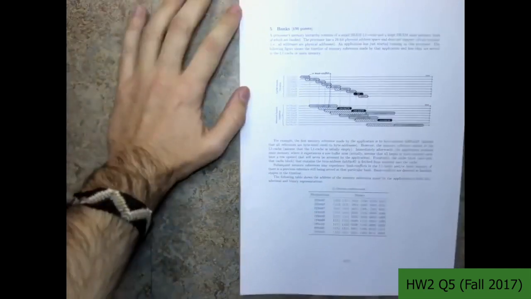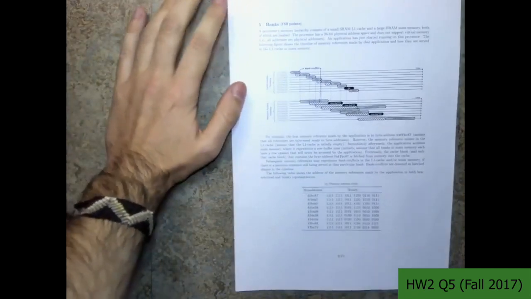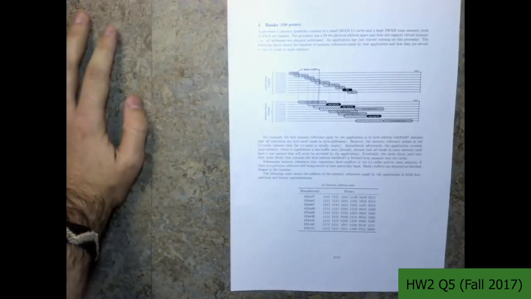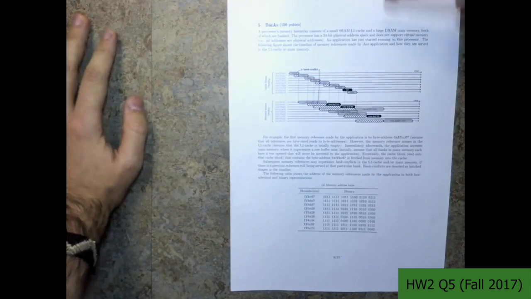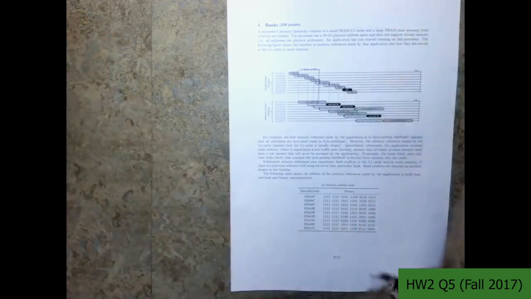Okay, we are now solving question 5, which is about banking on caches on memory. I'm going to read the question first. A processor's memory hierarchy consists of a small SRAM L1 cache and a large DRAM main memory, both of which are banked.